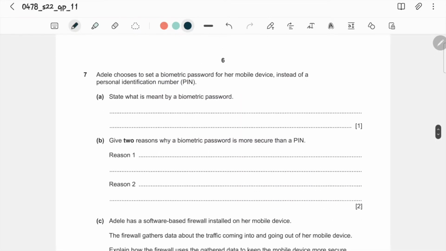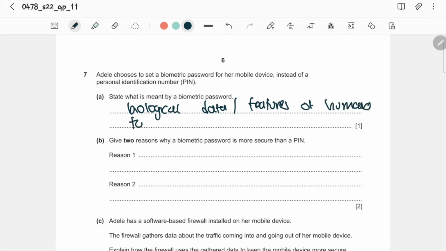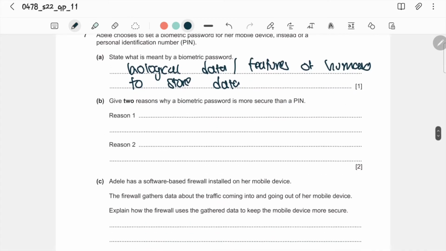Adele chooses to set a biometric password for her mobile device instead of a PIN. State what is meant by a biometric password. A biometric password is just simply using your body parts to set a password. So you're using biological data, or another thing you could say is that you are using features of humans to store data. Okay, so that's pretty easy.